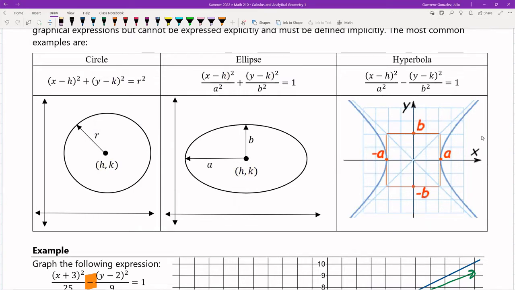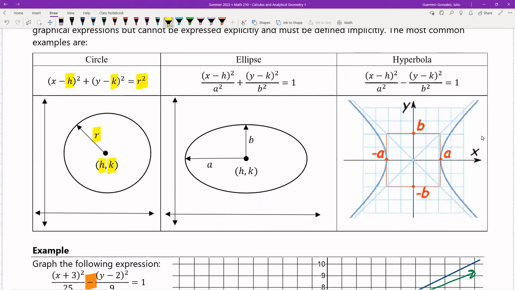Like I was explaining, these are the three most common implicit functions that we're going to be using. The first one is a circle, and the circle has this form. If you have an H and a K, that's automatically going to be the center, and then the R squared, whatever that is, the R right there is going to be the radius. So that's how we do a circle.